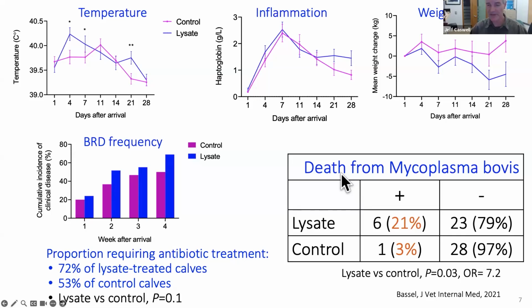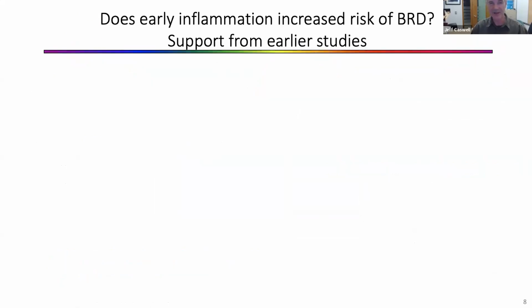These were pretty high-risk calves, and those deaths occurred as a result of Mycoplasma bovis pneumonia, and I'll come back later and talk about that. But again, this was a statistically significant difference, more deaths in the lysate-treated calves compared to only one in the control group. So this was not at all the way we hoped that this study would pan out, but we think that something quite useful emerged from it, because it gave us a little window into a different way to think about bovine respiratory disease.